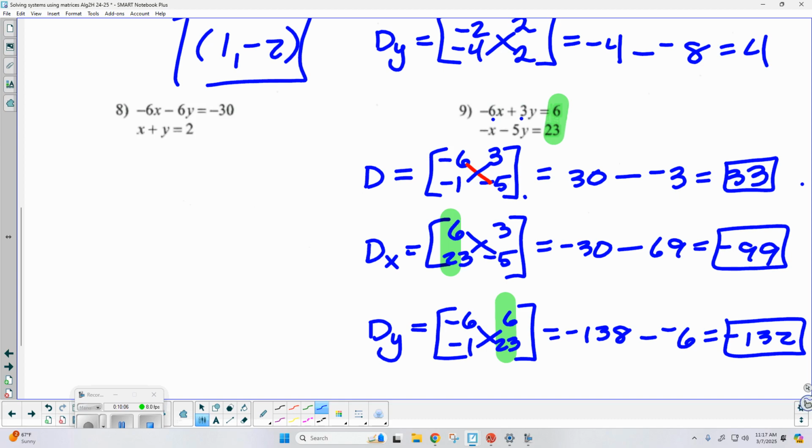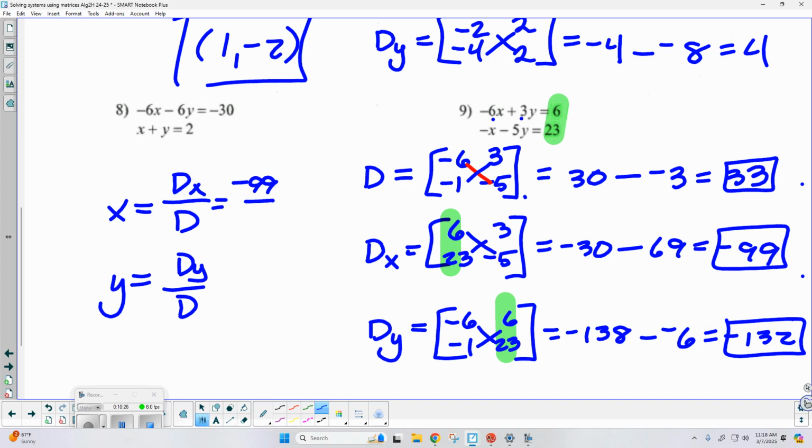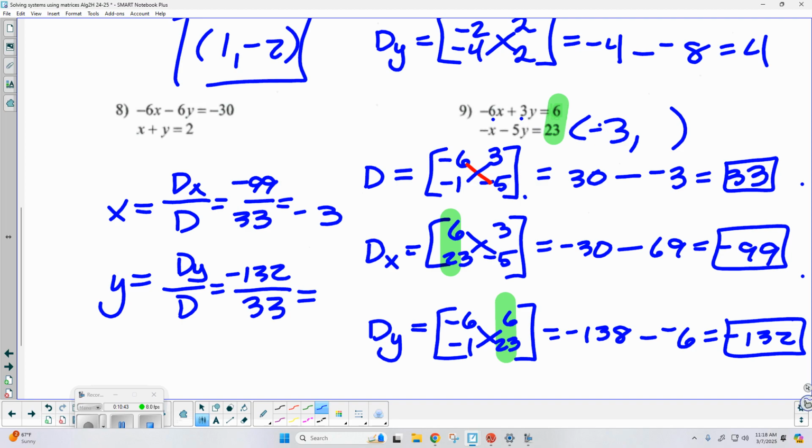Now, once you have your three determinants, is everybody okay with how I got that? This is how you find your answers. X is going to be the D sub X determinant divided by D. Y is going to be the D sub Y determinant divided by D. For X, that would be negative 99 divided by 33. So that's a negative 3. So I know X is a negative 3. For Y, I'm looking at negative 132 divided by 33. And what's that? Negative 4.